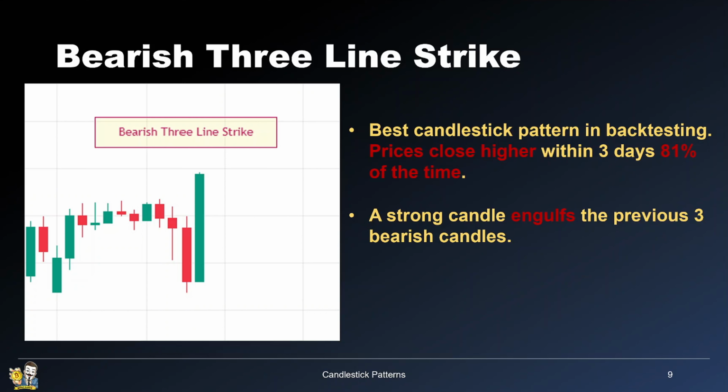The pattern is formed with a strong candle that engulfs the previous 3 bearish candles. As we can see in this image, there are 3 bearish candles, followed by 1 strong candle. This candle can be called a Marubozu because it has very small wicks. It engulfs the previous 3 candles.